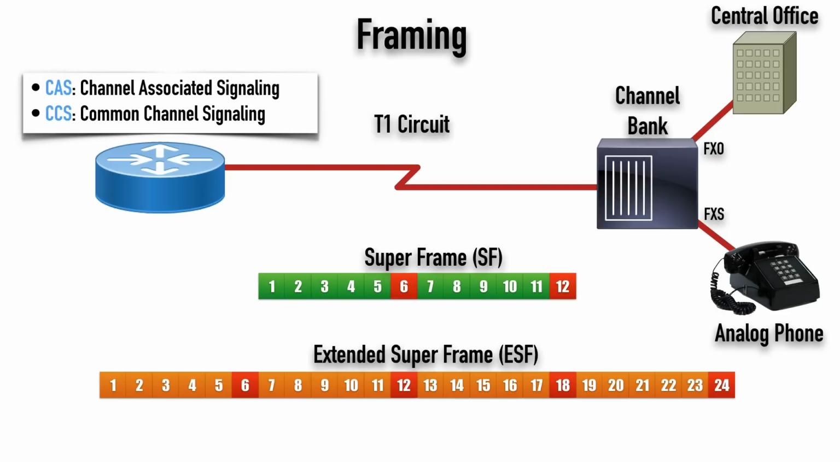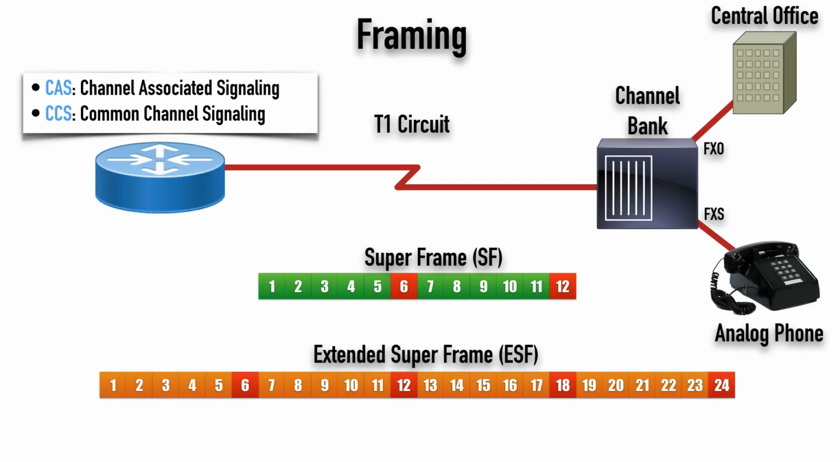But what I need you to understand is that when we're setting up a T1, we've got options for framing. We're going to be setting up a super frame, 12 frames glued together. Each of those frames are 193 bits in size. Extended super frame, which is much more common, we've got 24 frames glued together. Now that's with a T1 circuit.